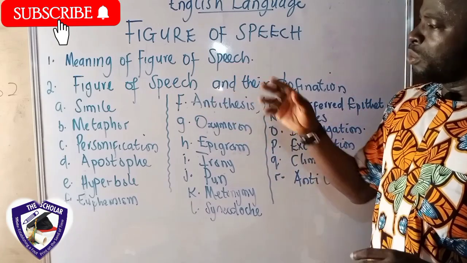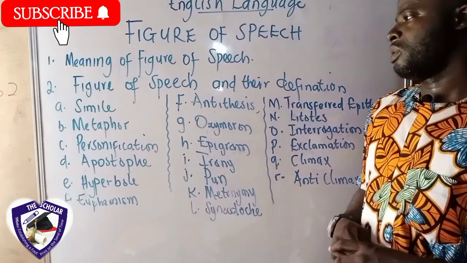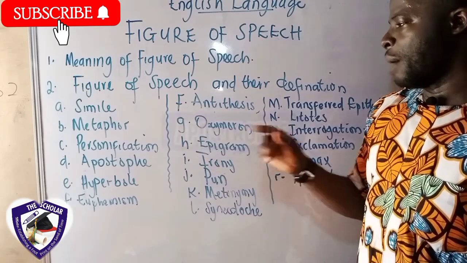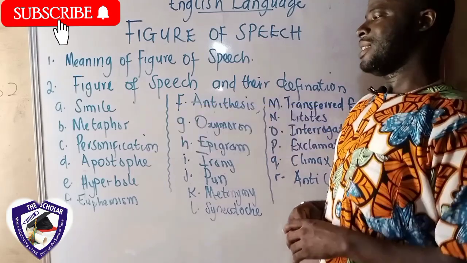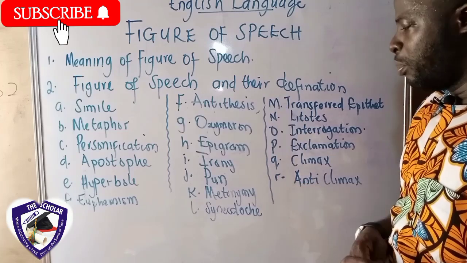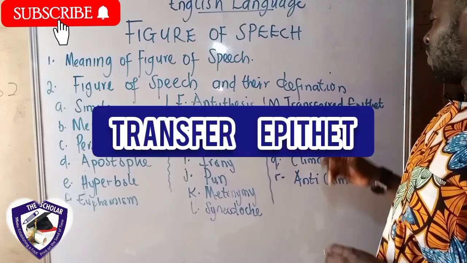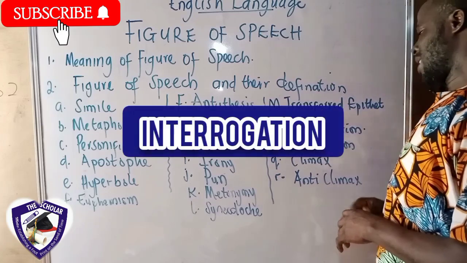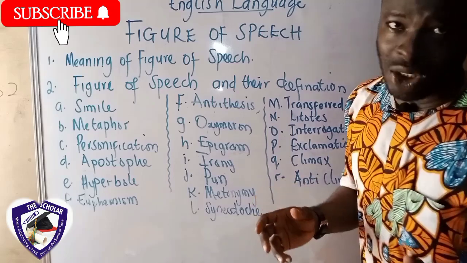Under that, we will be looking at not less than 19 figures of speech, starting with simile, metaphor, personification, apostrophe, hyperbole, euphemism, antithesis, oxymoron, epigram, irony, pun, metonymy, synecdoche, transferred epithets, litotes, interrogation, exclamation, climax, anticlimax. All these are things we're going to be looking at.